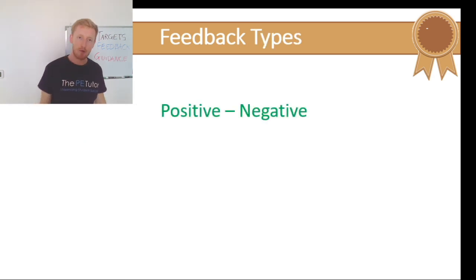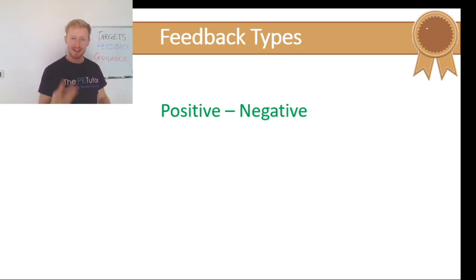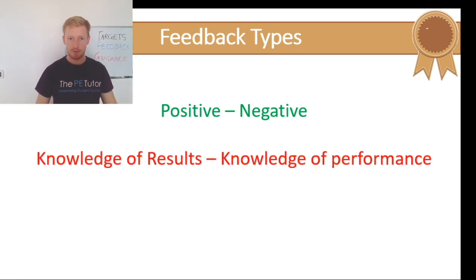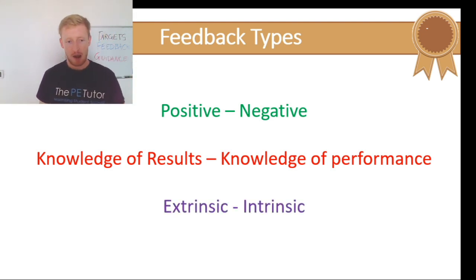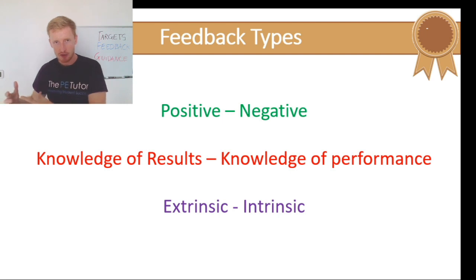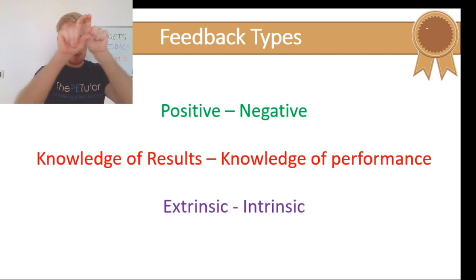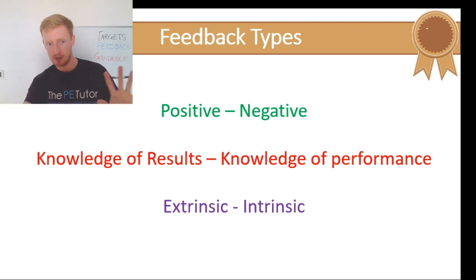So we have our three different types. This is what I said at the start. We've got three categories. Even though we've got 6 different types, we can put them at two ends of a continuum 3 times. So positive and negative feedback. We've got knowledge of results, knowledge of performance, and we've got extrinsic feedback, intrinsic feedback. So rather than trying to remember 6 individual types, remember them on these scales. Positive, negative, results or performance, extrinsic or intrinsic.